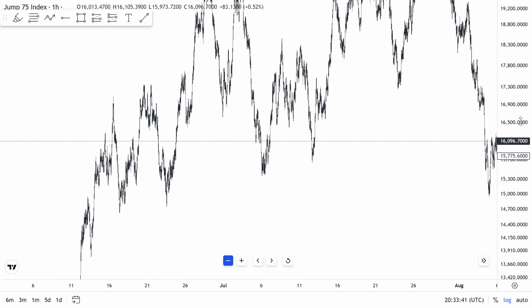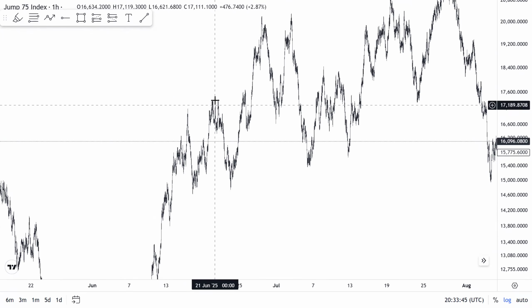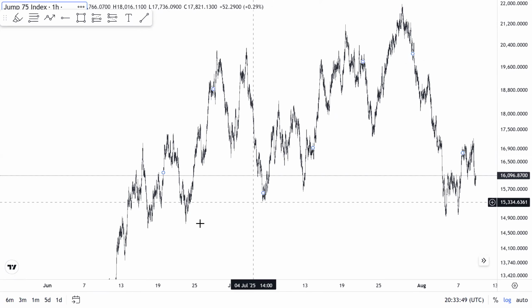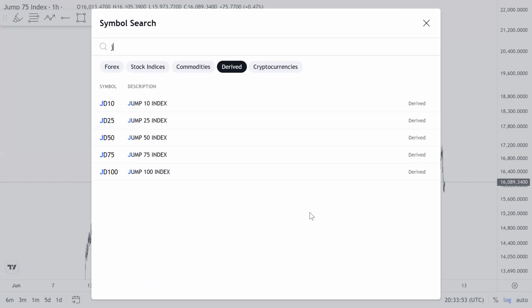So there's no valid sweep of liquidity here, because this is our high, this is our low, this is our higher high, this is our higher low, this is another higher high. There's no valid sweep of liquidity here, meaning there's nothing to trade right now. So now let's check Jump 10.